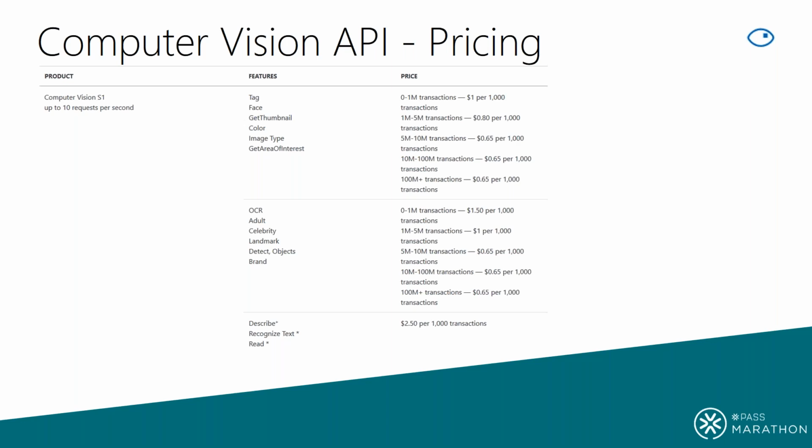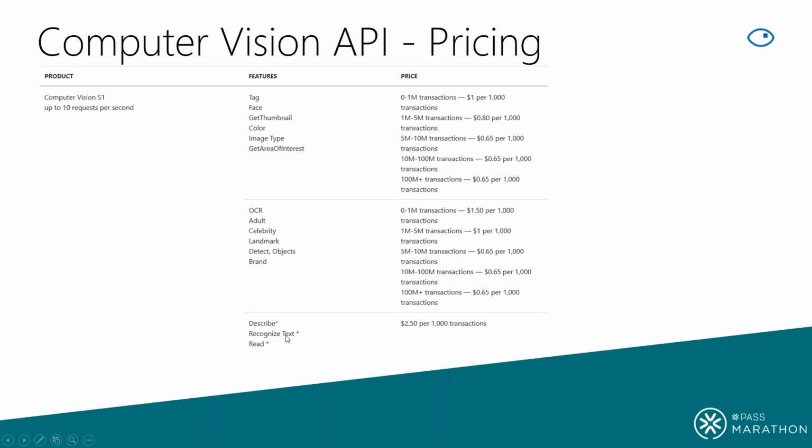Then you can also have the OCR capability, and it can detect landmarks and celebrities. It can detect brands. So for all of these things, it is based on the number of transactions you do, something like $1 per 1,000 transactions for each of these features. So as you can see here, depending on the type of transactions and the features that you're using, the prices vary accordingly. These are the describe, recognize text and other features.